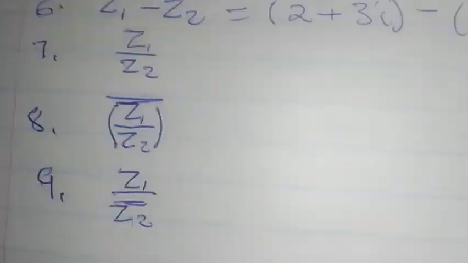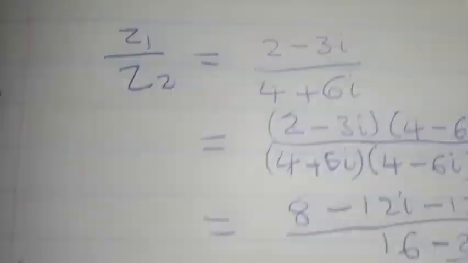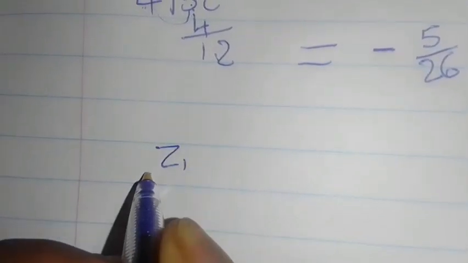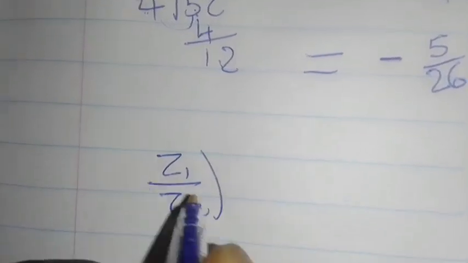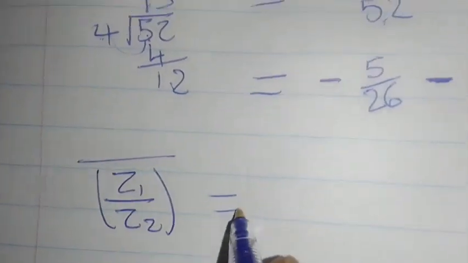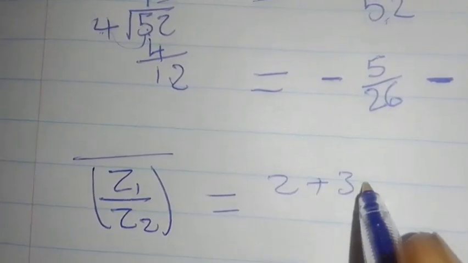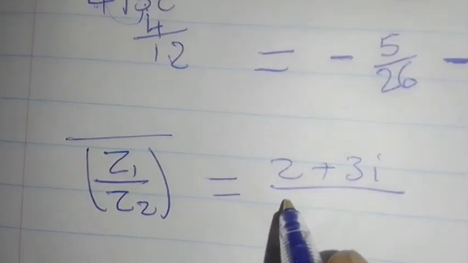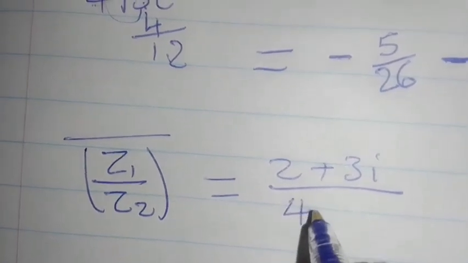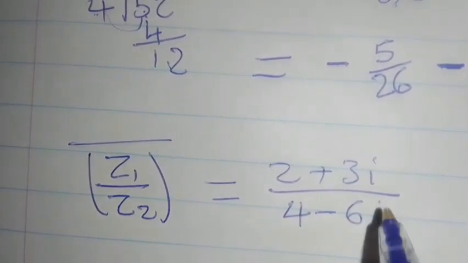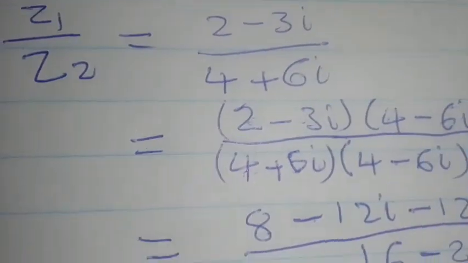So similarly, you can do this one with the conjugates, number 7. So let's divide the conjugates. Remember z1 and z2. Now z1 conjugate over z2 conjugate: z1 conjugate will just be 2 plus 3i. Remember, you just swap the sign, right? And then z2 conjugate will be 4 minus 6i. And similarly just do the same procedure like that.